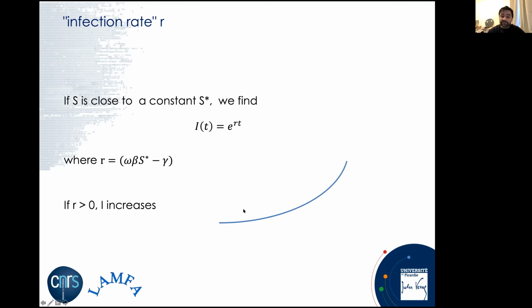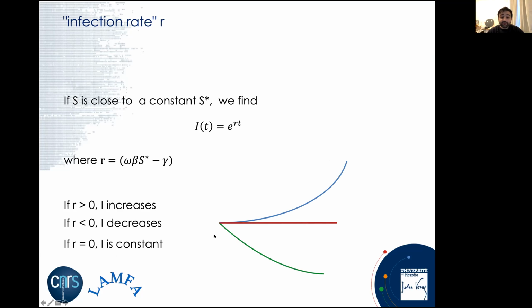So if it's positive, I is increasing, negative is decreasing, and if it is equal to 0, it's constant. So with only the sign of the exponential, you can explain the epidemics. This is good for a mathematician, but this is not good enough for biologists, because there is no biological meaning in this infection rate.